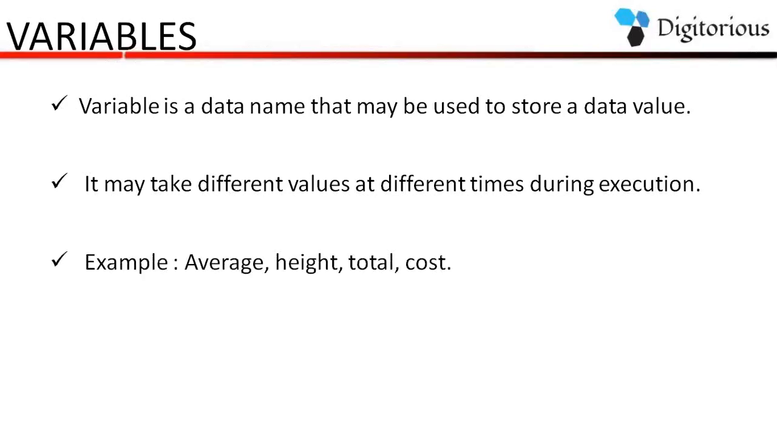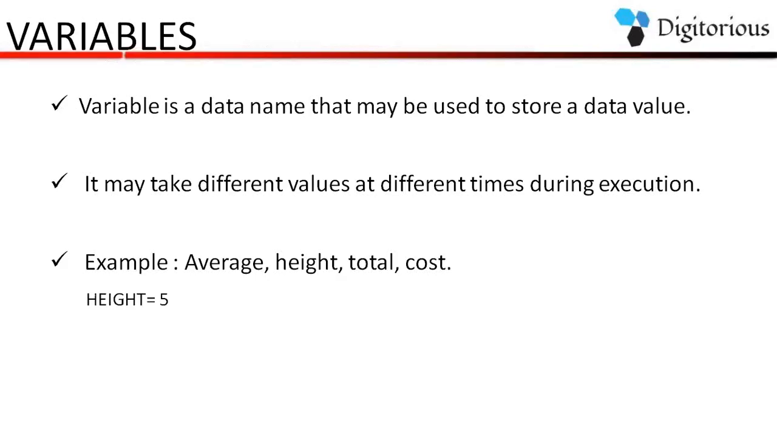For example, you can name variables like average, height, total, cost. We generally name variables according to the type of values they hold. For example, if you want to store the height of a certain person in a variable, you can name that variable, say, height, and store the value of the height, say 5 inches, into it.